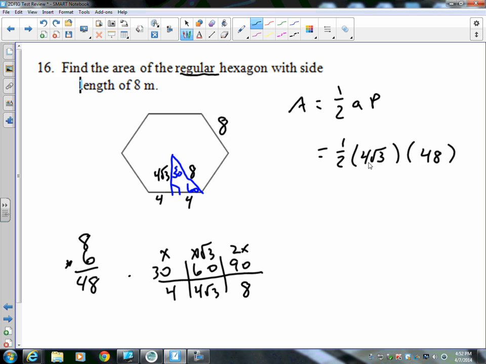So we get 1/2 times 4 square root of 3 times 48. If we're multiplying with square roots, we say outside times outside and inside times inside. There is no other square root, so we're going to leave square root of 3 alone. We're going to multiply 1/2 times 4 times 48. We end up with 96. So we get 96 square root of 3, and that is our total answer.